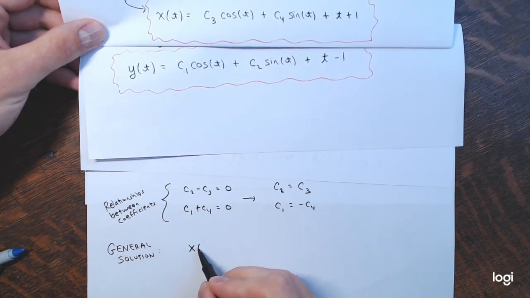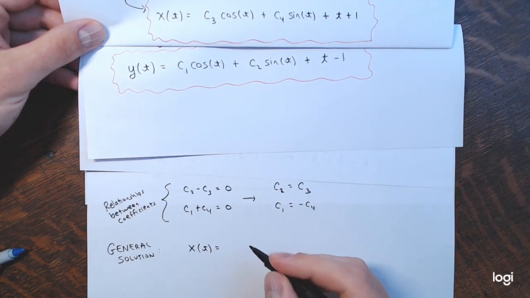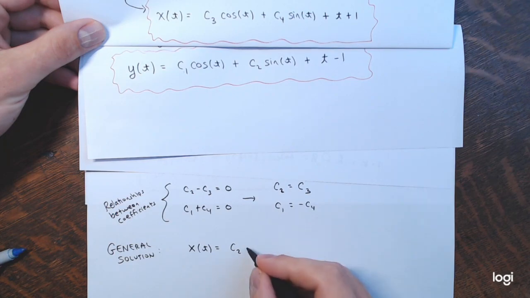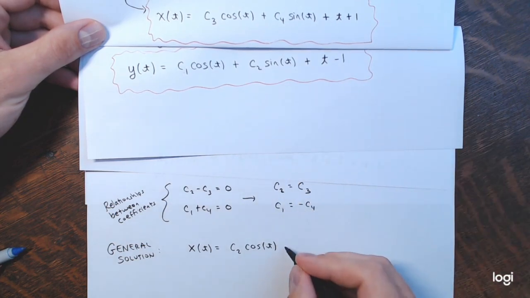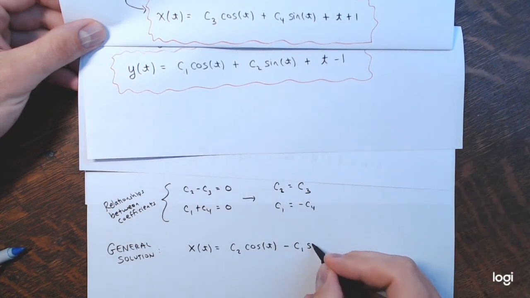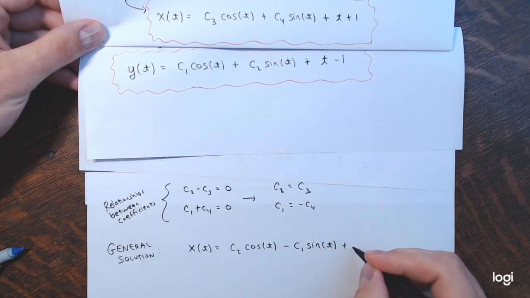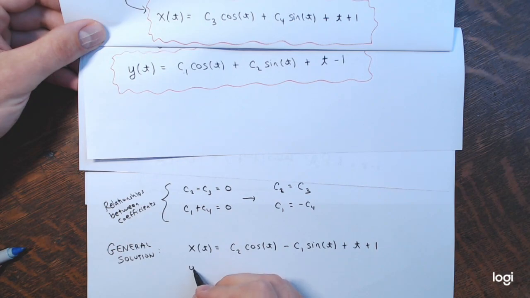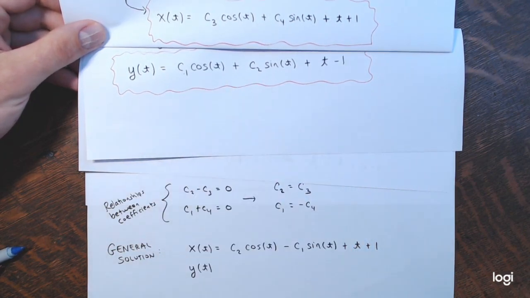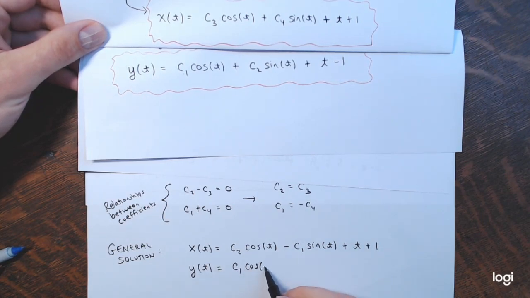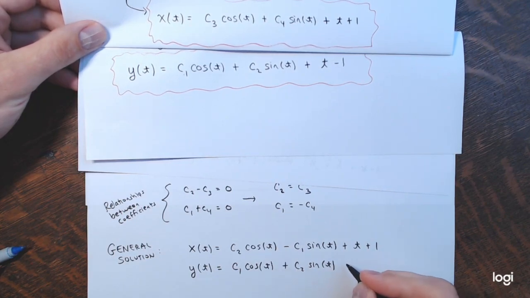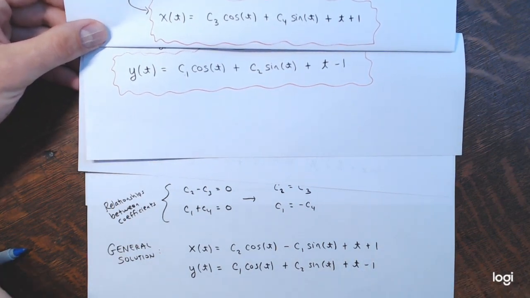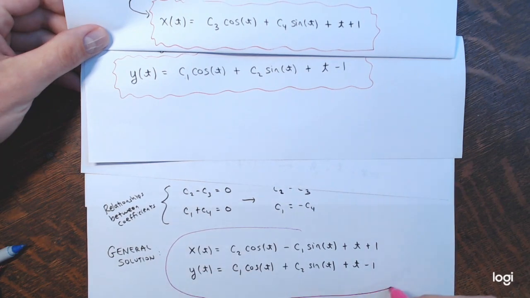So x of t equals, again, c3 I'm just going to replace with c2. So c2 times the cosine of t. And then c4 I'm going to replace with negative c1. So minus c1 times the sine of t, and then plus t plus 1. And then y, I'll leave the coefficients of y the way they are. c1 times the cosine of t plus c2 times the sine of t plus t minus 1. And there you go. There's the general solution to this system.